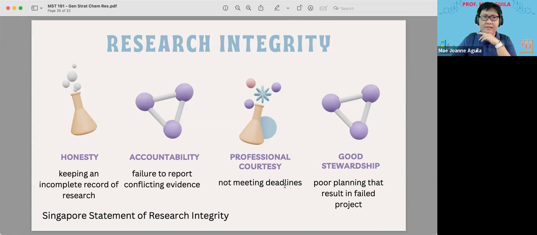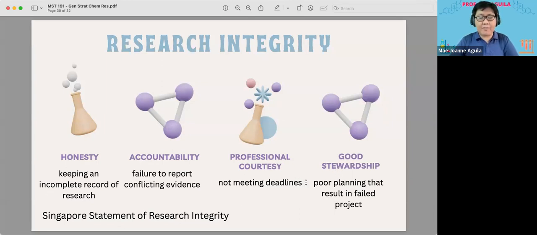Not meeting deadlines. You might say the students are just high school students, how can they exhibit professional courtesy? If they set up meetings or distribute tasks among themselves, they should be able to do the tasks that were given to them as a sign of professional courtesy to others. And then good stewardship: for example, poor planning of the methodology to be used resulted in failed products. That's a waste of time, a waste of reagents, a waste of everything. So that's in contrast to good stewardship.